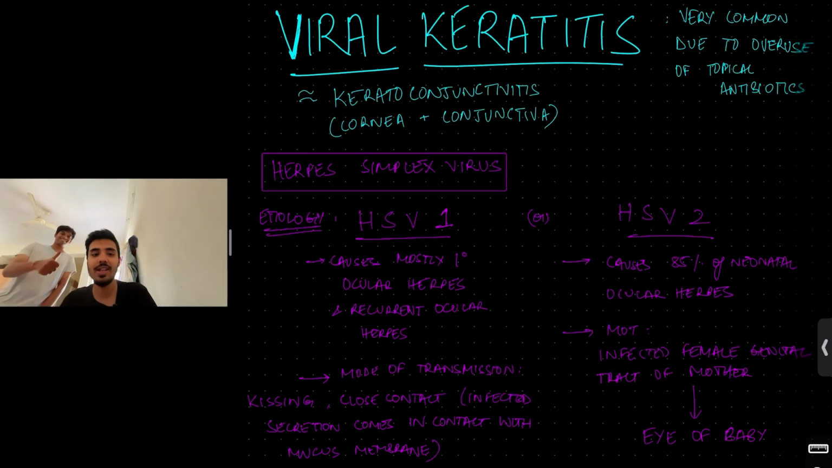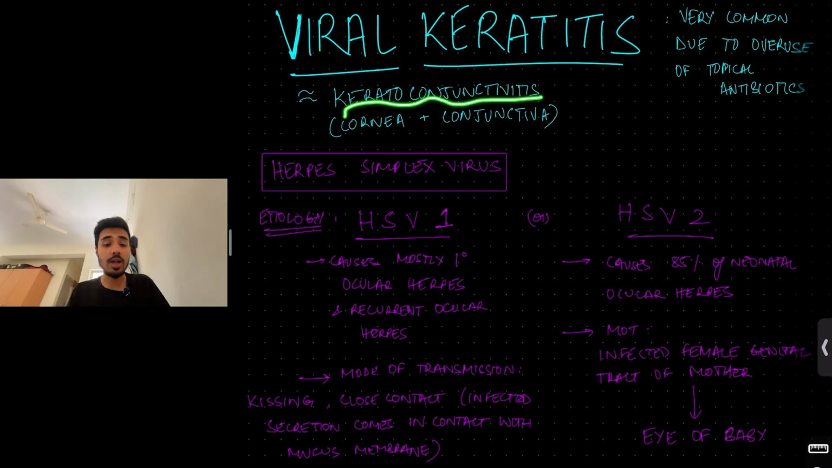Today we'll be covering another very important topic, that is viral keratitis. Viral keratitis is very common these days due to the overuse of topical antibiotics. And always it is cornea along with conjunctiva, so it can also be called keratoconjunctivitis. The most common is herpes simplex virus.